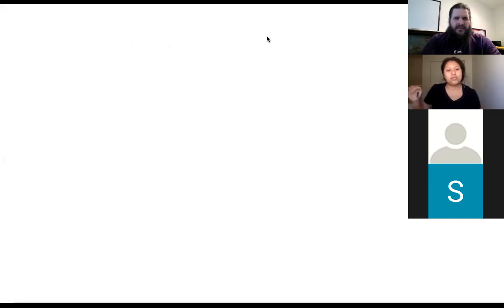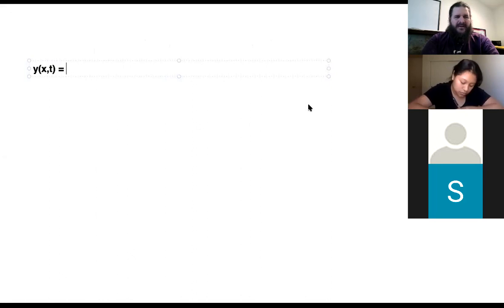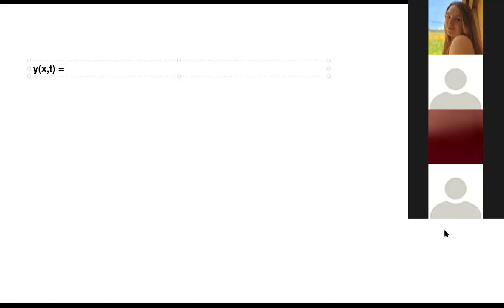So looking into the wave equation, we've got y as a function of position and time. And what's our usual equation there? What sort of function are we talking about? Sine. Yeah, it's definitely a sine function.